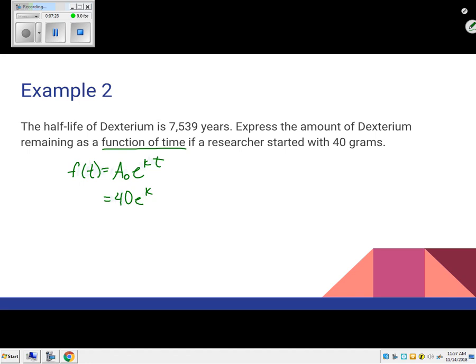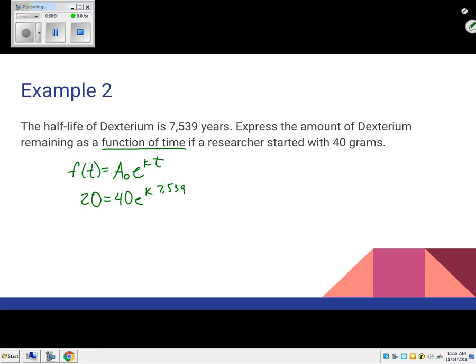E to the K. I don't know what K is. K is going to be the beef of the problem of what you have to work out. So that's what I'm working down towards. But I need to find T and F of T. And the only other number that they gave me was 7,539. And I'm pretty sure I need to plug that in up here for my T. Well, according to what I know about half-life now, this 40 grams after 7,539 years is going to reduce down to just 20 grams.